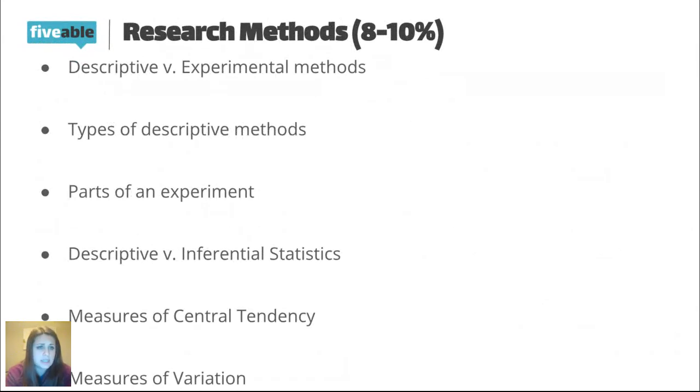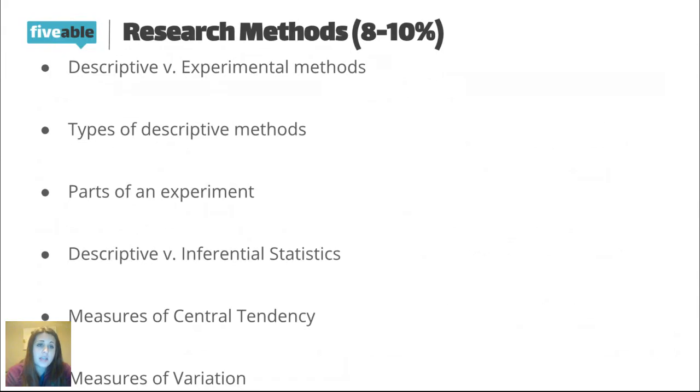So I just made a list again of the things I think you should cover. This is broad topics. Obviously, within these topics, there's more things to think about. So descriptive versus experimental methods: understanding the difference between a descriptive study and an experiment, and the various types of descriptive methods, which we'll talk a little bit more about. Being able to identify parts of an experiment, so knowing what an independent variable is, knowing what operational definitions are, those sorts of things are going to be important.